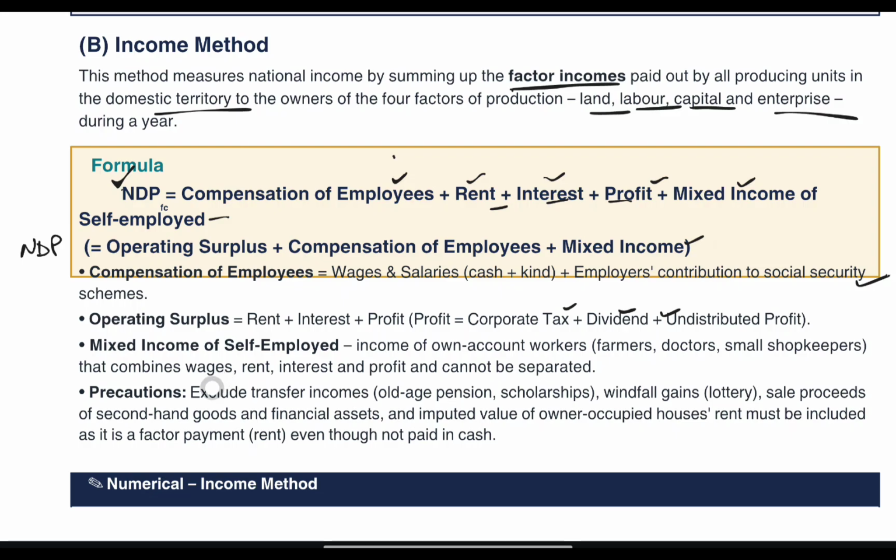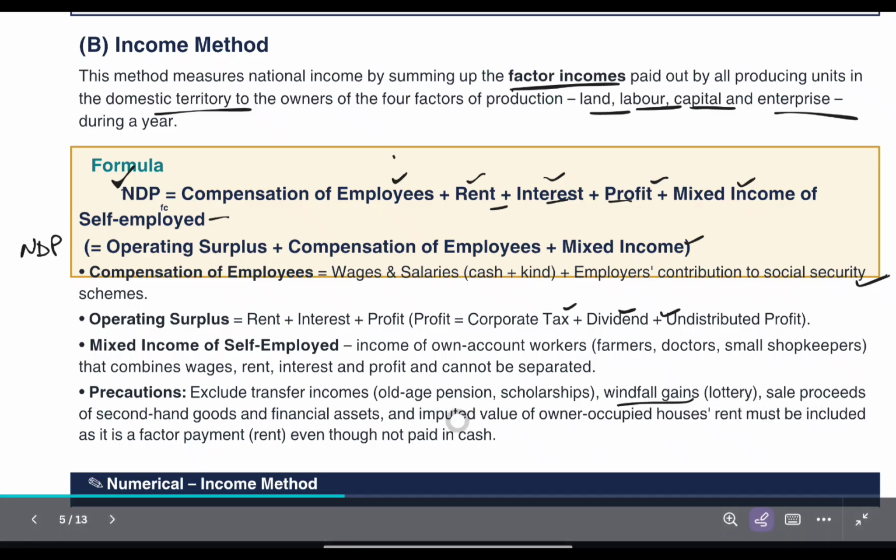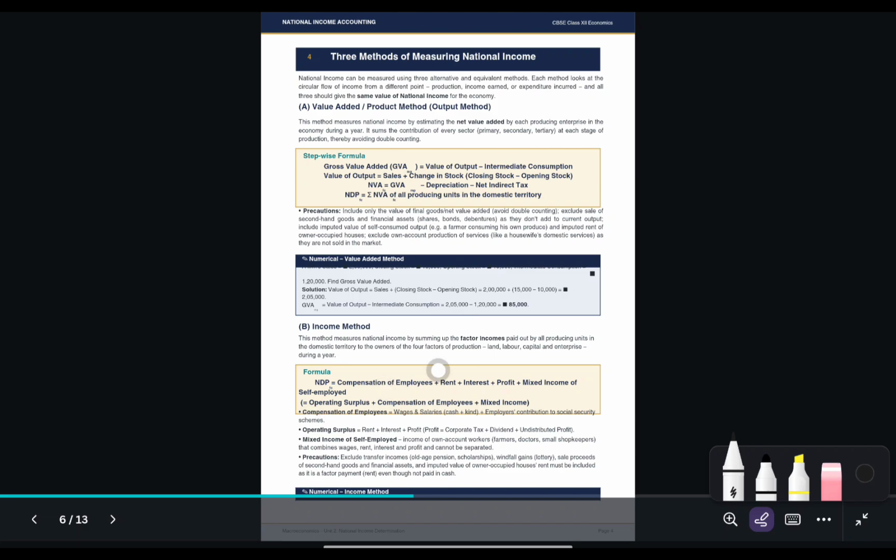What precautions should we follow while calculating national income by the income method? Exclude transfer incomes. What are transfer incomes? Like old age pension, scholarships, any windfall gain which doesn't occur regularly, sale proceeds of second-hand goods and financial assets. And imputed value of owner-occupied houses' rent must be included, as it is also a factor payment even though it is not paid in cash. Got it? So this was our income method.